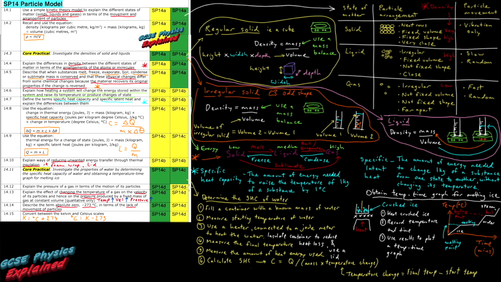Obtaining a temperature time graph for melting ice. What you do is you tell the examiner that you would heat some crushed ice. You'd record the temperature and the time. So say heated for 10 minutes, record the temperature over the 10 minutes. And then use those results to plot your temperature time graph. What you should find is when it's ice, it'll start to heat up and heat up. Once it changes from ice, which is a solid, into water, which is a liquid, during the melting process, you should end up with a flat part of the graph. It's what we call a plateau.